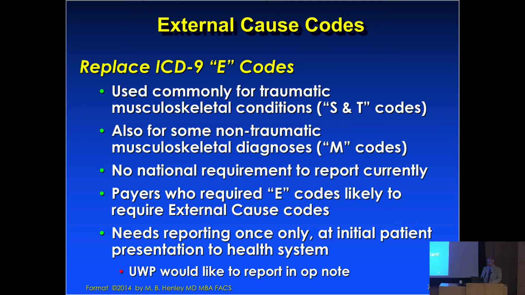They're said to only need to be reported once at the initial patient presentation in the health system. However, UWP would like you to record this in any claim, for example, that is being submitted, so the documentation stands alone. If this is in your admit note and you're submitting a claim for a surgical procedure, it's best to include these as part of the diagnoses for the surgical procedure. Should the claim need to be reviewed, they submit one document, your op note, which will have the activity codes or external causes listed as well.